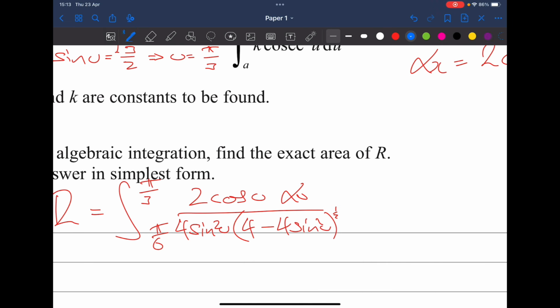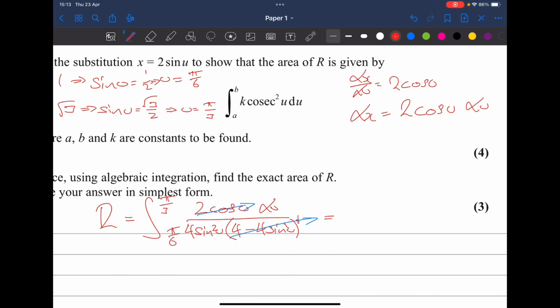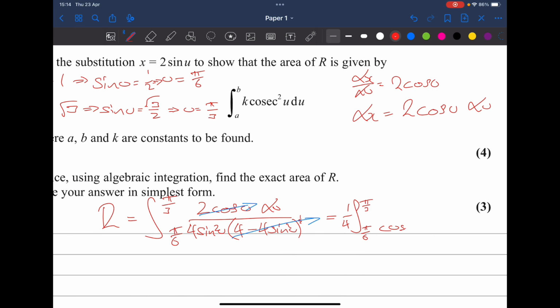So that square root bracket on the bottom cancels out with the 2 cos u on the top. What we're left with then is the integral with our limits of pi on 3 and pi on 6 of, we've got that 4 on the bottom down there. I'll take that out, so it's a quarter out the front. And then we can see we have a sine squared, and that's it. The du is still there, obviously, but just sine squared. That's on the bottom though, so that is cosec squared of u.